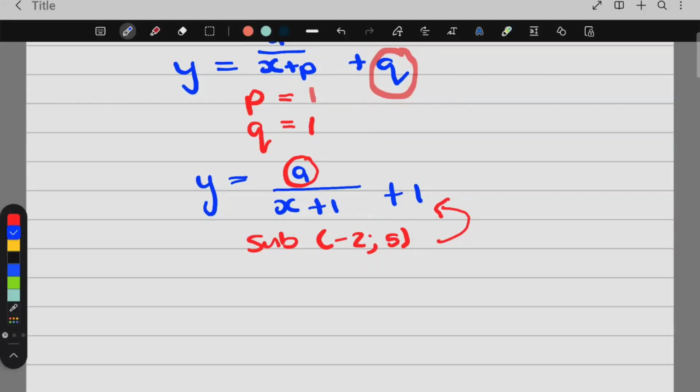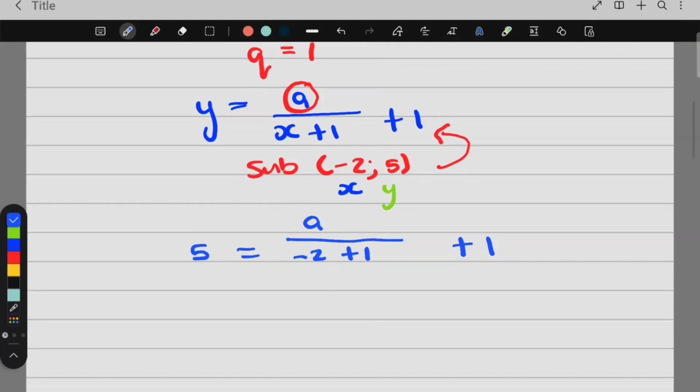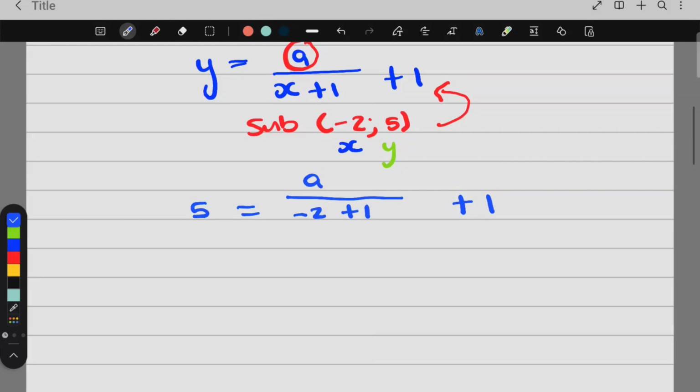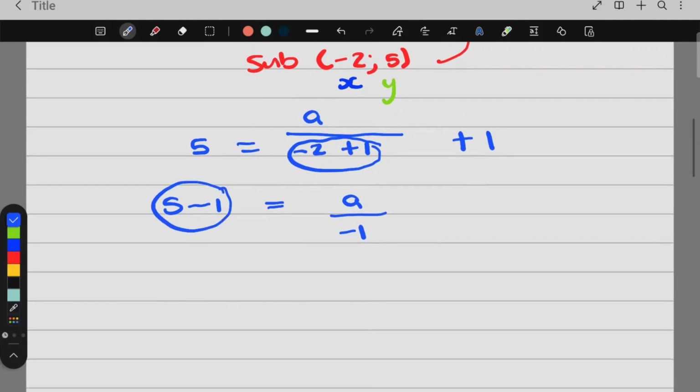Wherever there is an x, I write negative 2, and wherever there is a y, I write 5. So 5 is equal to A over, so there's an x, so this is negative 2 plus 1, and then plus 1 there on the side. Okay, how do you solve for A? You bring the 1 over. So this becomes 5 minus 1. This stays here. We can simplify this, eh? This becomes negative 1. And 5 minus 1 becomes 4.